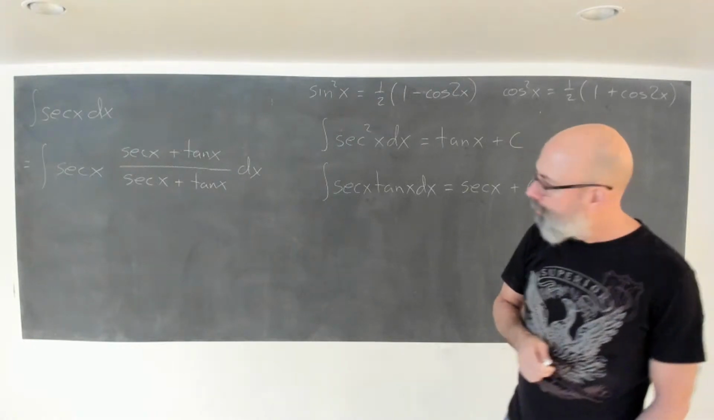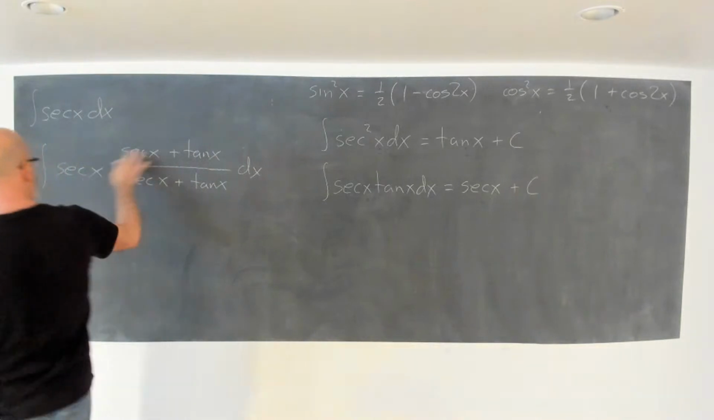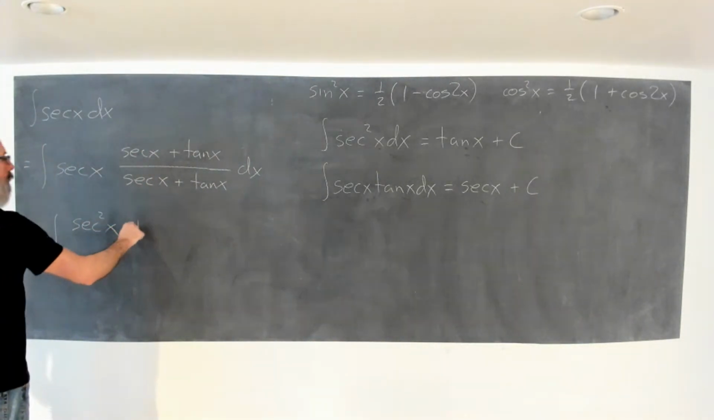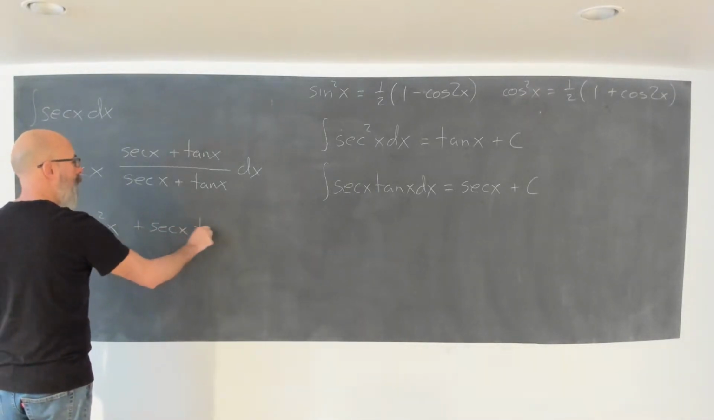And what does that do? Well, let's multiply that through. This is secant squared plus secant tan.